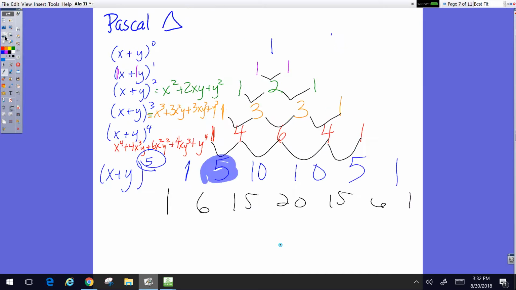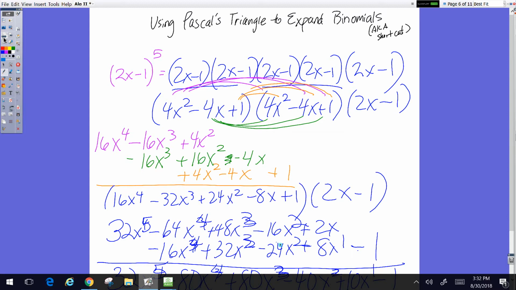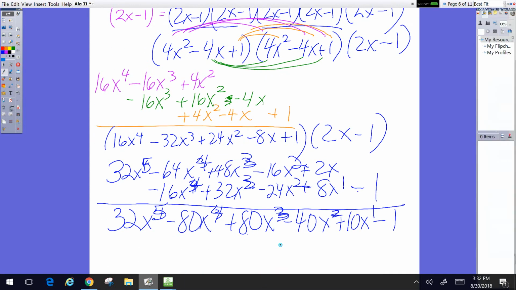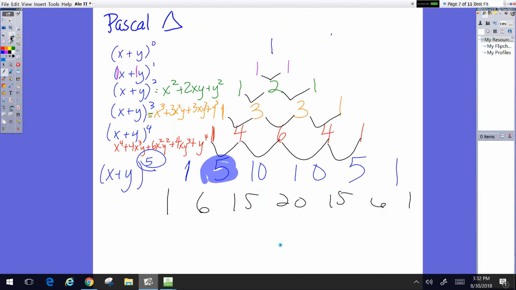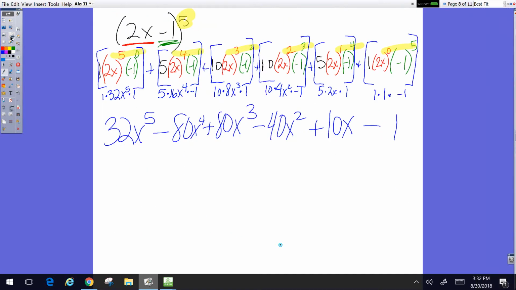This is the same problem I did a second ago. Do you see how much work this was? And I got the exponents wrong? Yeah, same problem. So this one took like a full page. That one took a full page. This one took almost nothing. 2 lines.